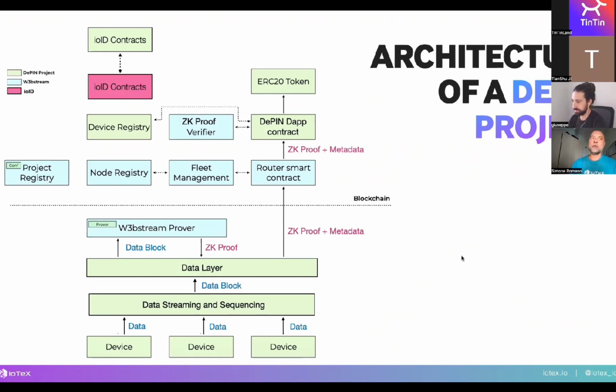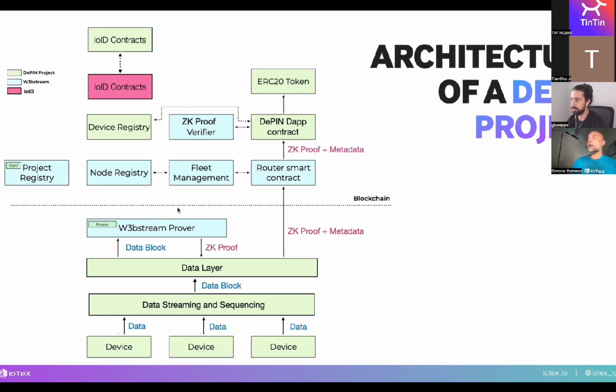I'm assuming that many of you are already Web3 developers, so you know how to create and deploy a smart contract on chain. So these are the two parts of a DePIN project. You have an on-chain, a blockchain part of your application. I colored in green all the components of the DePIN project, and in light blue all the components of WebStream, which is one product, one infrastructure that we provide.